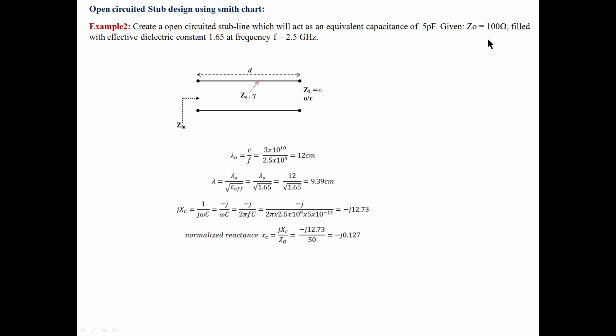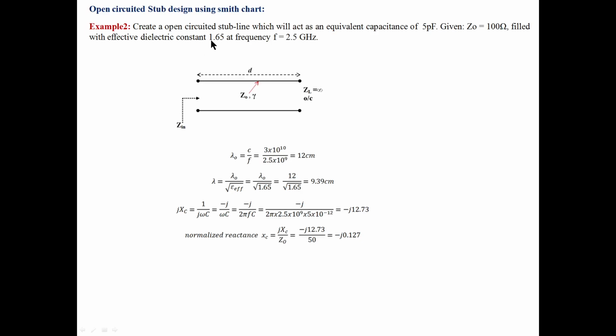Stub means transmission line. It is filled with an effective dielectric constant of 1.65. It is not filled with air, but with a dielectric whose dielectric constant is 1.65. Actually this is a microstrip line, but it is filled with some dielectric material.